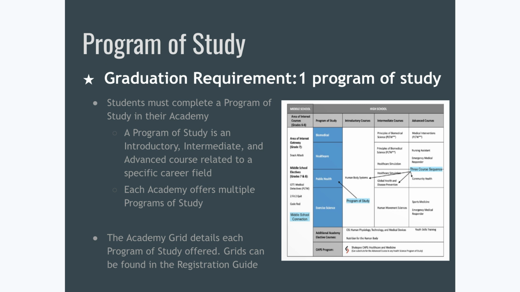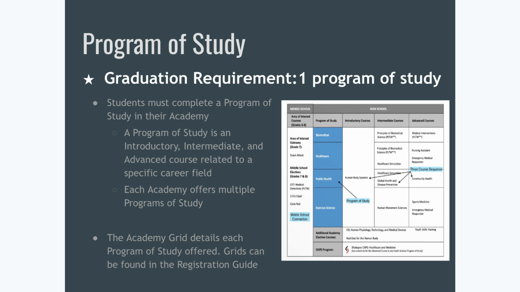And then another piece that we want students to remember for graduation is their program of study. So this graduation requirement is where students, once they are a part of their academy, have to complete 1 program of study within their academy. If you look at what is presented here on this slide, this is a health science academy grid, and it lists all their programs of study.